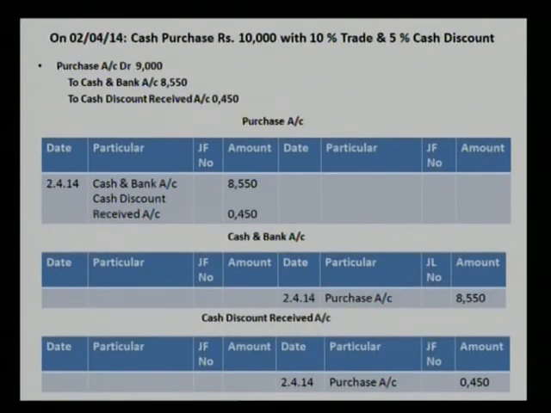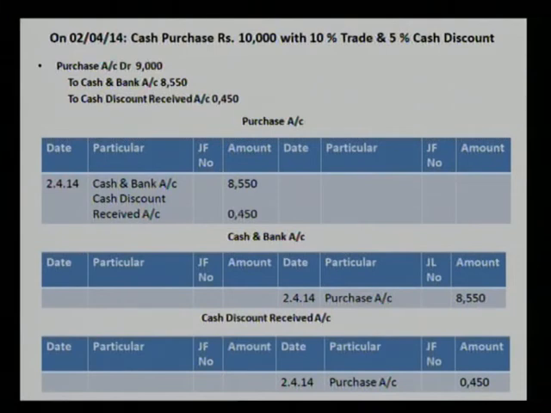Now the second transaction, say for example on the very next day of the financial year, on 2nd April 2014, the business has purchased goods worth rupees 10,000 for cash, at a 10% trade discount and 5% cash discount. We know that trade discount is a discount allowed by the seller to the purchaser when he purchases in bulk, but we do not have to record the trade discount. But if the purchaser enjoys the cash discount, then it will be recorded in the books of accounts.